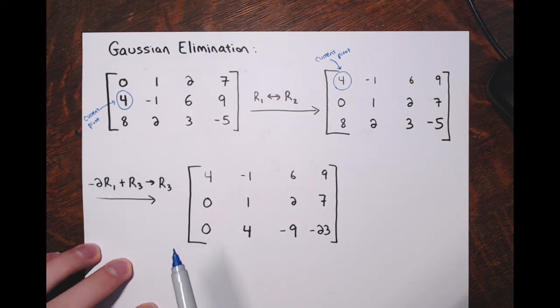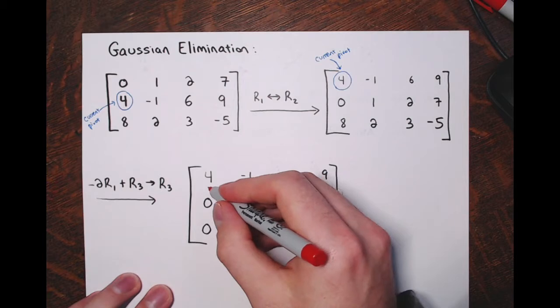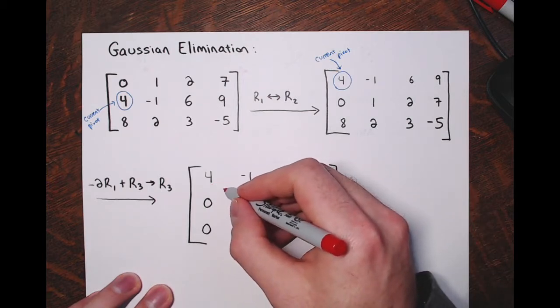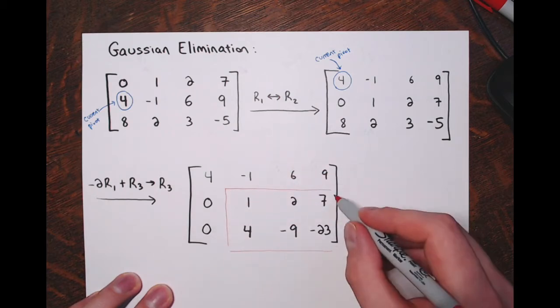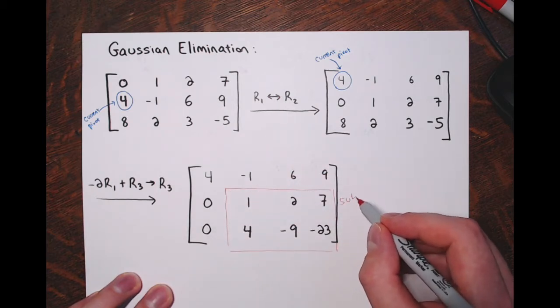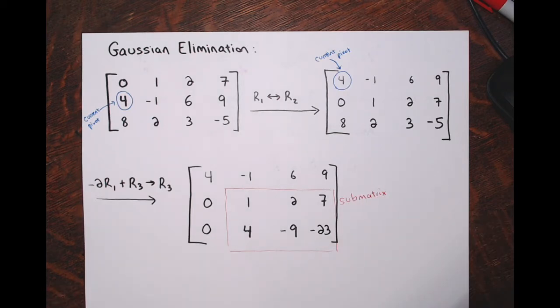Okay. Then after that it says repeat steps 1 through 3 for the submatrix containing all entries below and to the right of the current pivot. So the submatrix they're talking about is this matrix here, below and to the right of the current pivot, which was 4. So now we're talking about a submatrix, a matrix within a matrix.